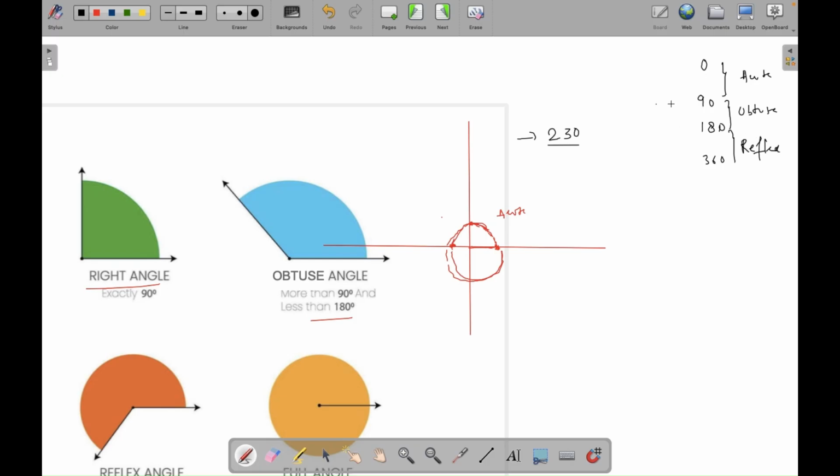When it is exactly 90, you call it a right angle. When it is exactly 180, you call it a straight angle. When it is exactly 360, you call it a whole angle.